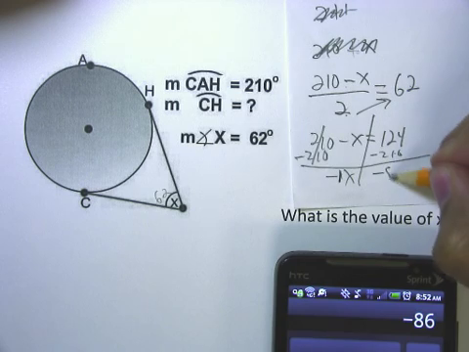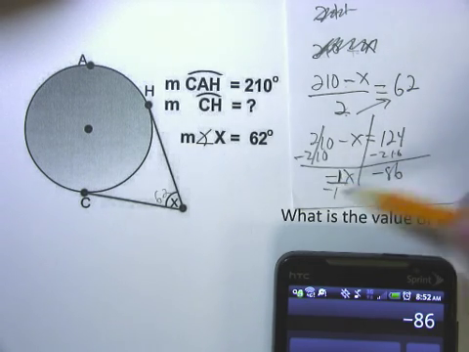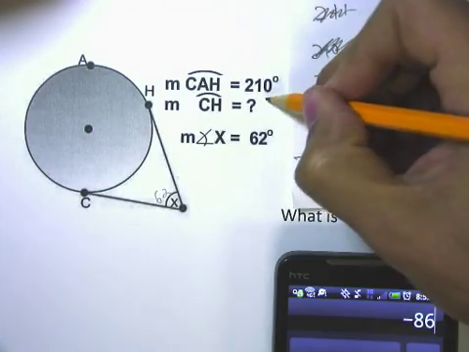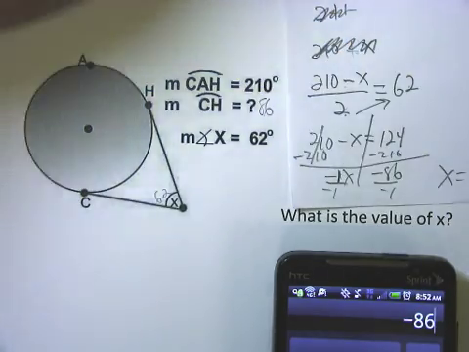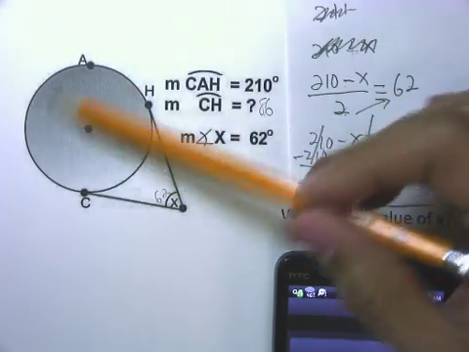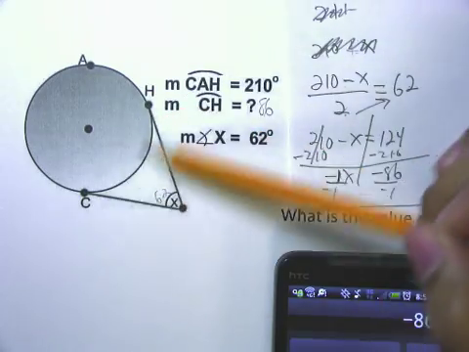That cancels out. I got negative x. And by the way, we know there's a 1 in front of there, right? So now I have 124 minus 210, and that gives me negative 86. So I divide both sides here by negative 1, and x is equal to 86 degrees. So then I know that this arc here is going to be equal to 86 degrees.